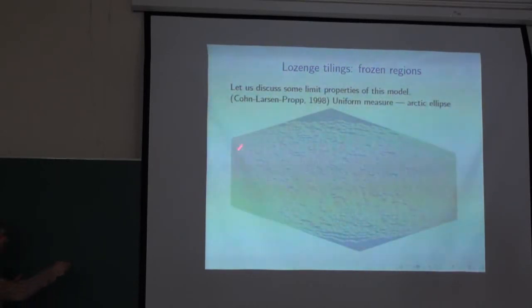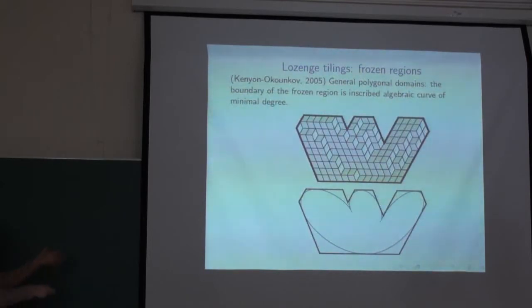So for example, in the hexagon, the minimum degree you can get for the curve to be inscribed is the second degree. So there will be an ellipse inscribed in this hexagon. In more complicated domains, you need a higher degree, but still you find that it's a curve of minimal degree which touches all the boundaries.